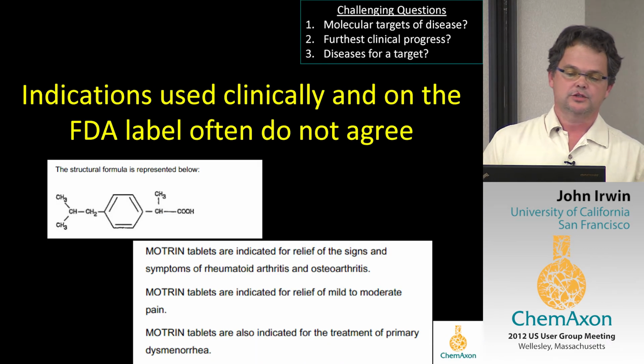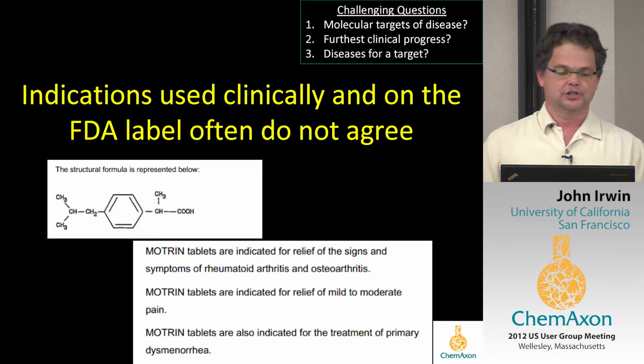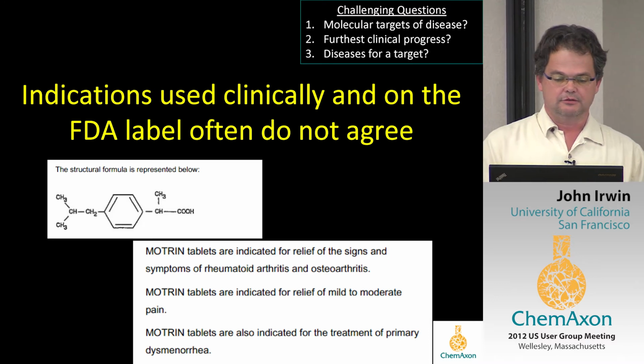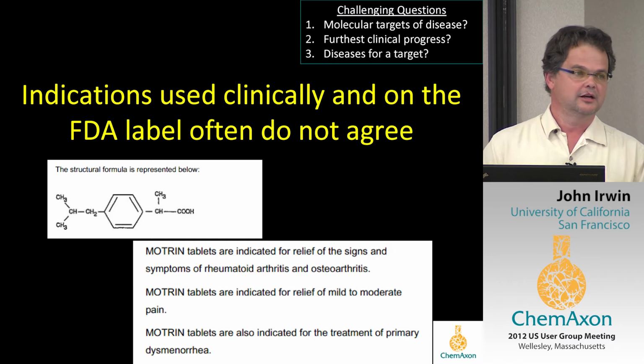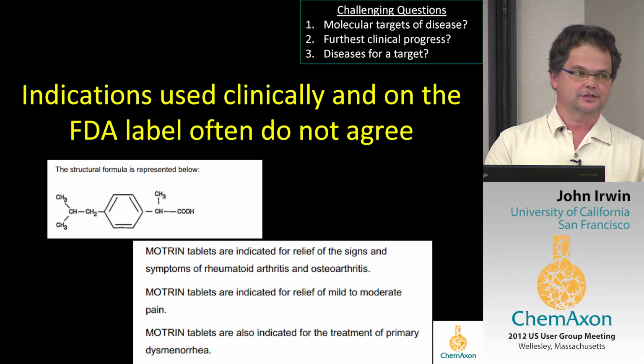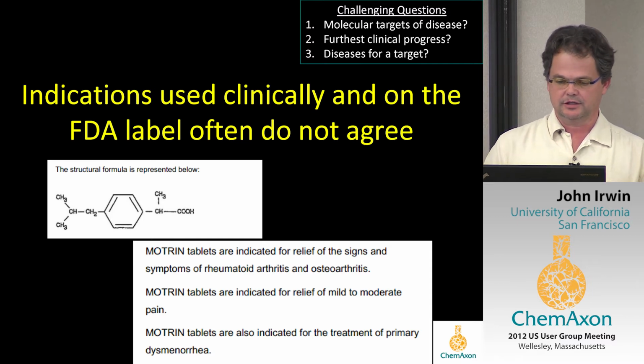And so as I said, the indications that are used, for example, on the label, they'll say Motrin tablets are indicated for relief of mild to moderate pain. That's not a legal diagnosis code. So there's a whole dictionary problem between the way the labels are written and the way the diagnoses are written.